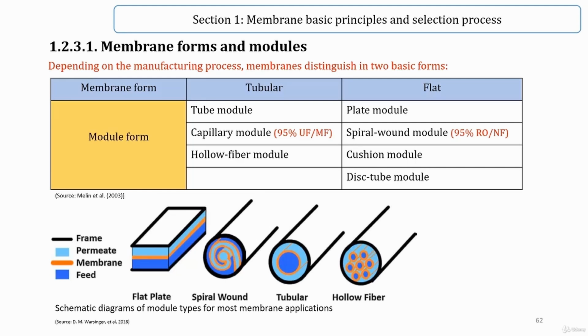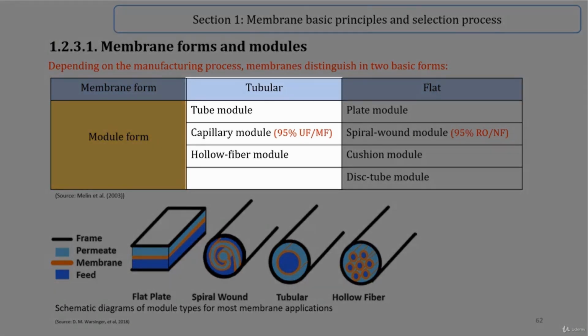The basic membrane forms, which depend on the conditions of production, are assigned to the module forms represented in the table. In some special cases, the strict allocation is not permissible, as some membranes used in tube modules were manufactured by the tubular processing of flat membranes.